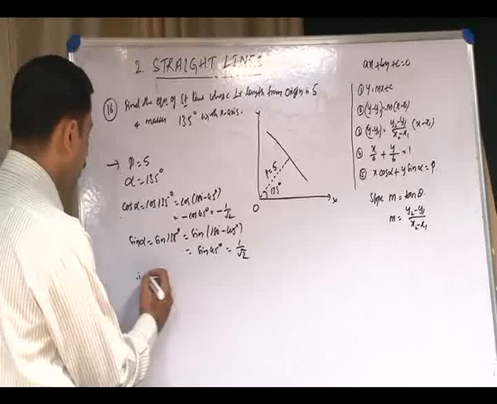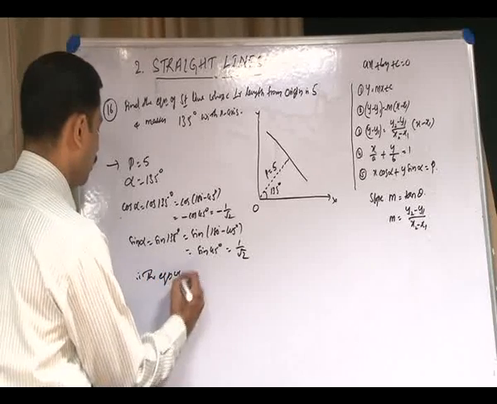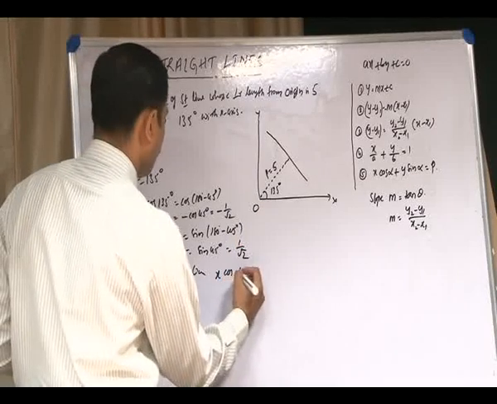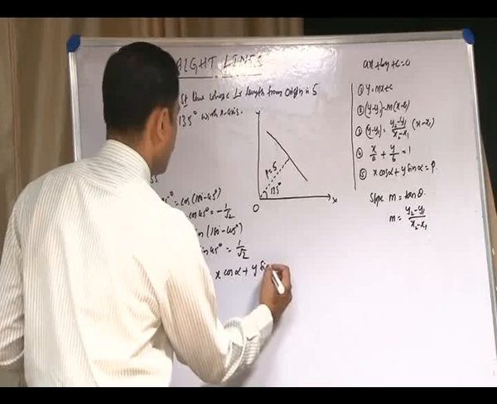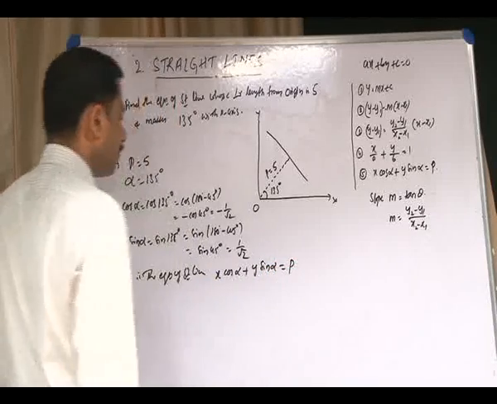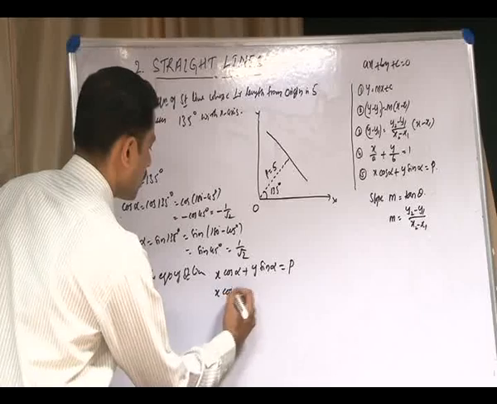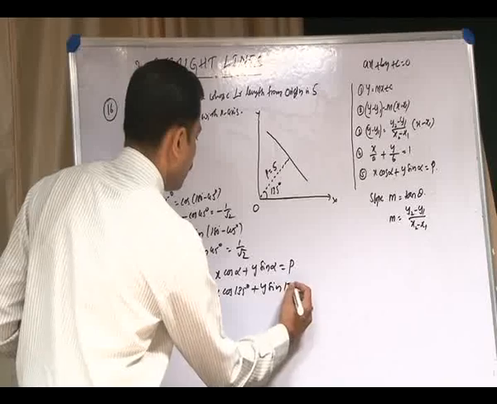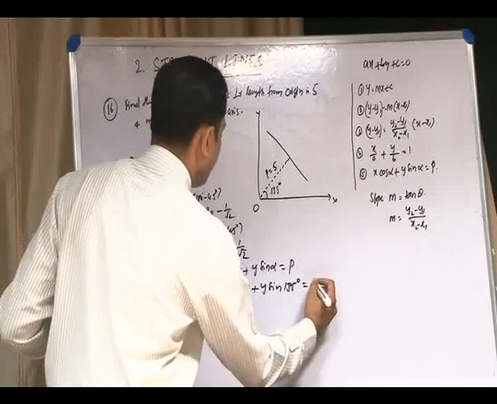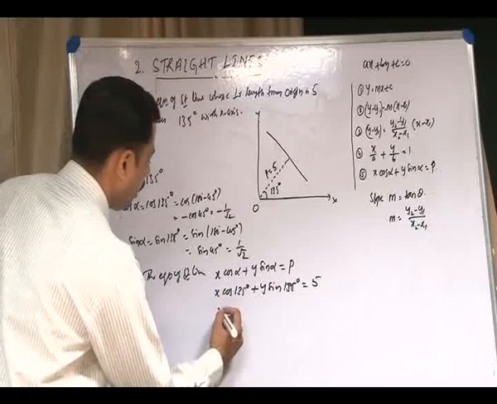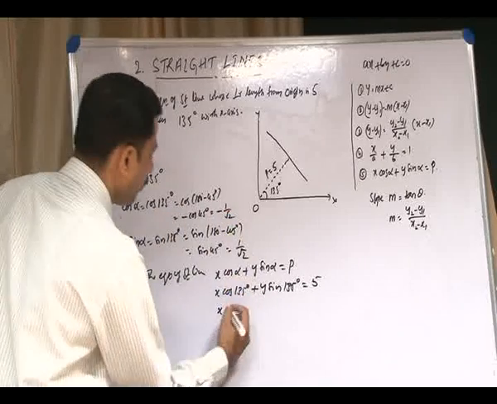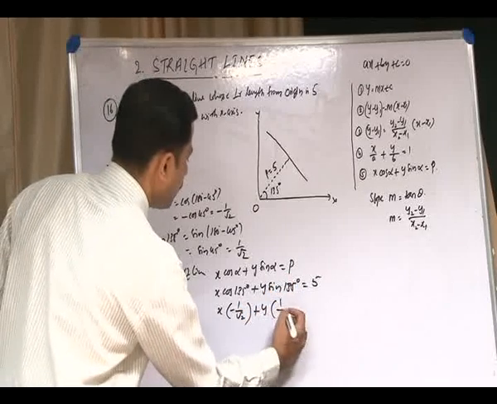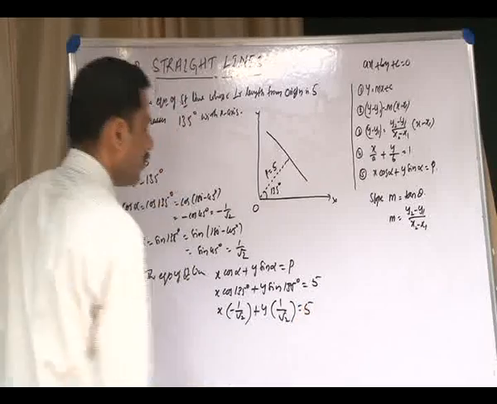Therefore, the equation of a straight line in normal form is x into cos alpha plus y into sin alpha is equal to p. So, I will substitute: x into cos 135 degrees plus y into sin 135 degrees is equal to p, which is 5 here. Or you can write x into minus 1 by root 2 plus y into 1 by root 2 is equal to 5.